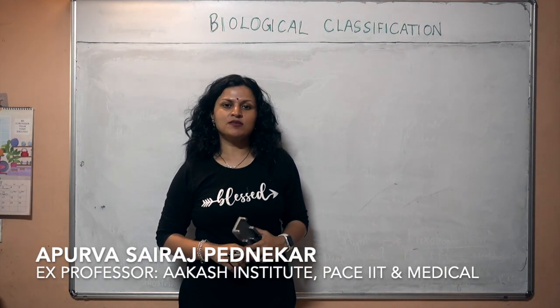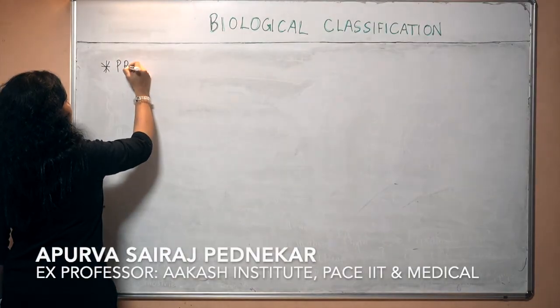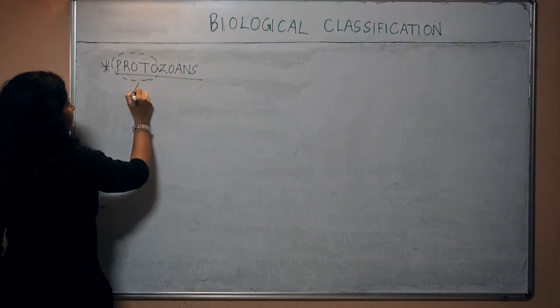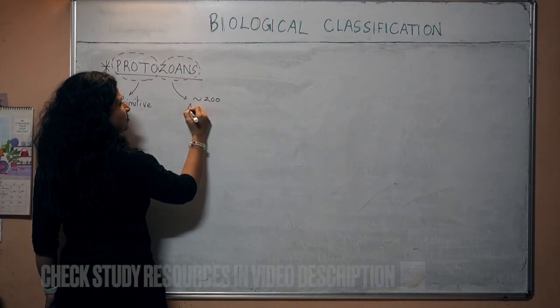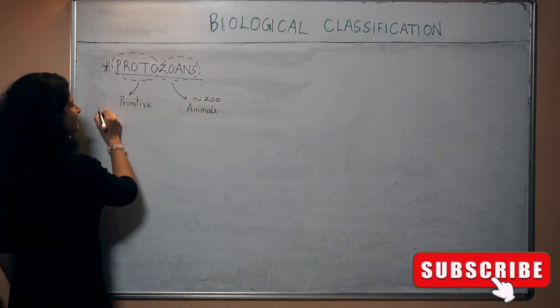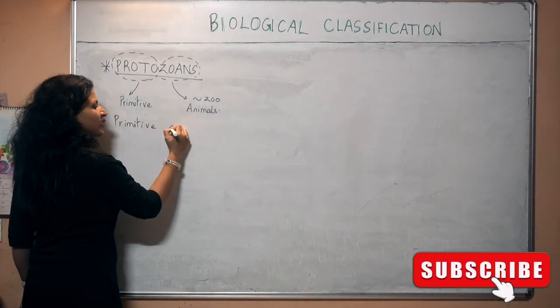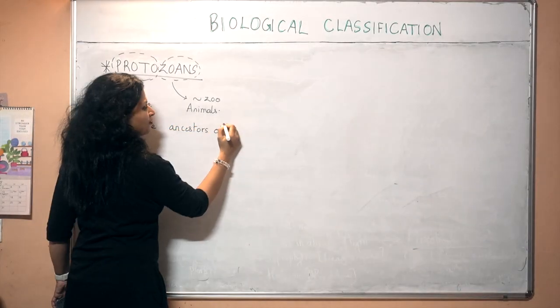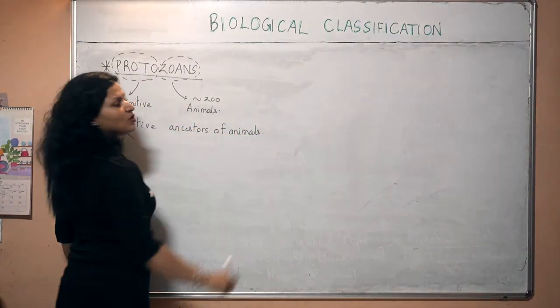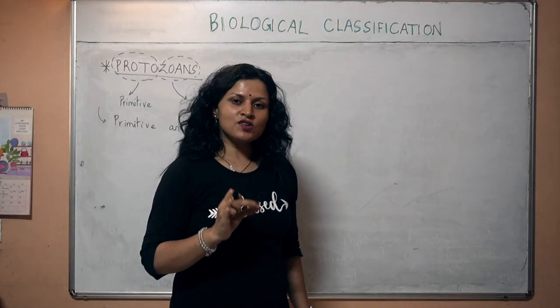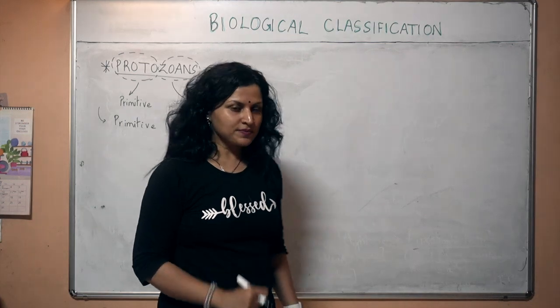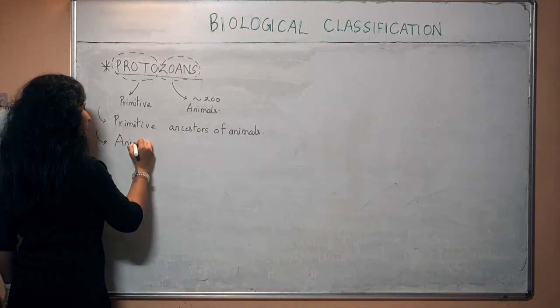Finally, we are going to do the fifth type of protist, that is protozoans. Proto means primitive. Zoon, zoo means animals. Primitive animals. Primitive ancestors of animals is what they are correctly referred to as. Tiny unicellular ancestors of animals. Okay? What are the animal-like features that they have?